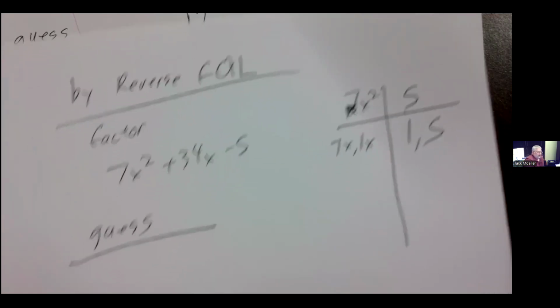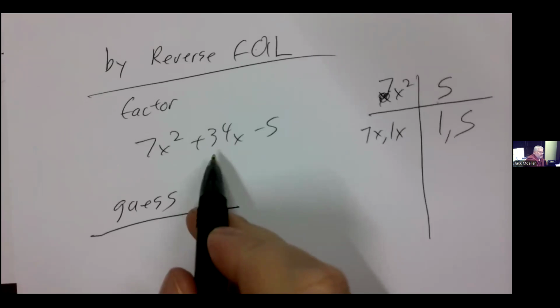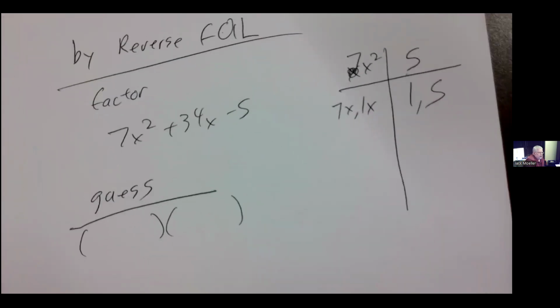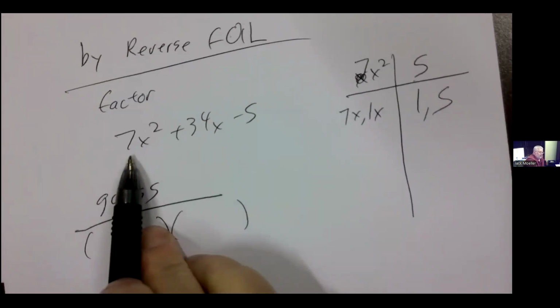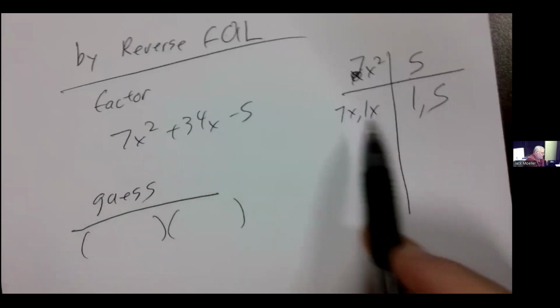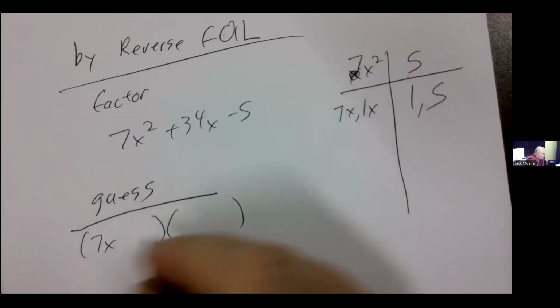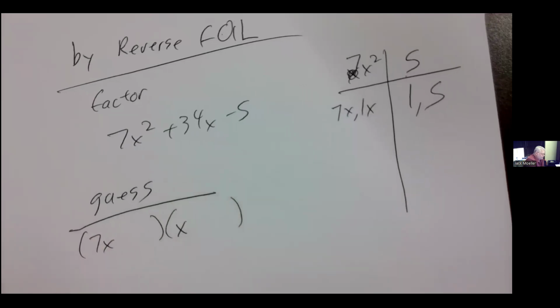All right, so we need to make an educated guess on how to factor this. Well, we know we need two binomials. So what is the way that we're going to factor 7x squared? Well, it's only 7x and 1x, which we tend to not put the 1, so just 7x and x. What do the signs have to be?